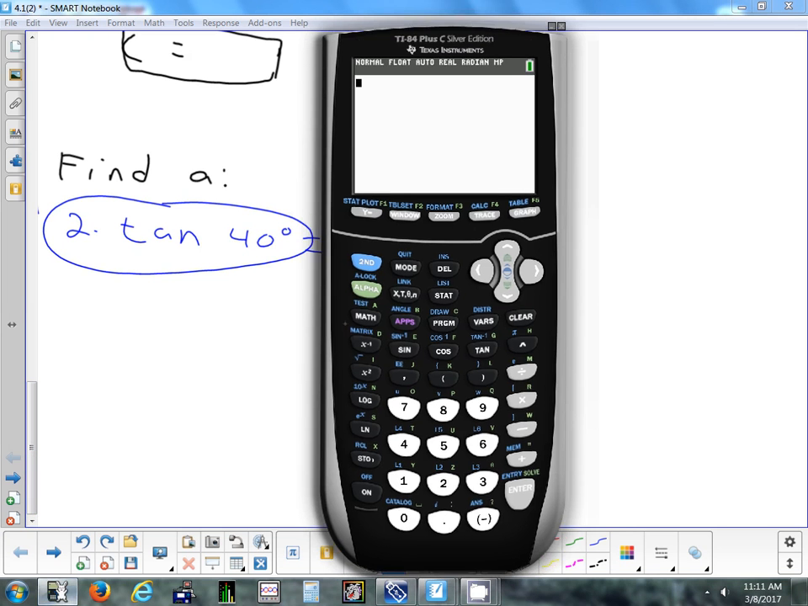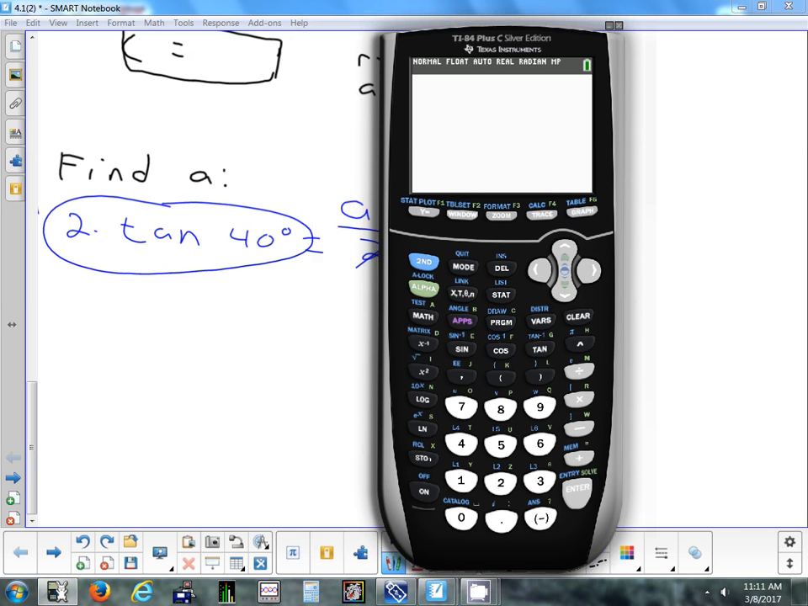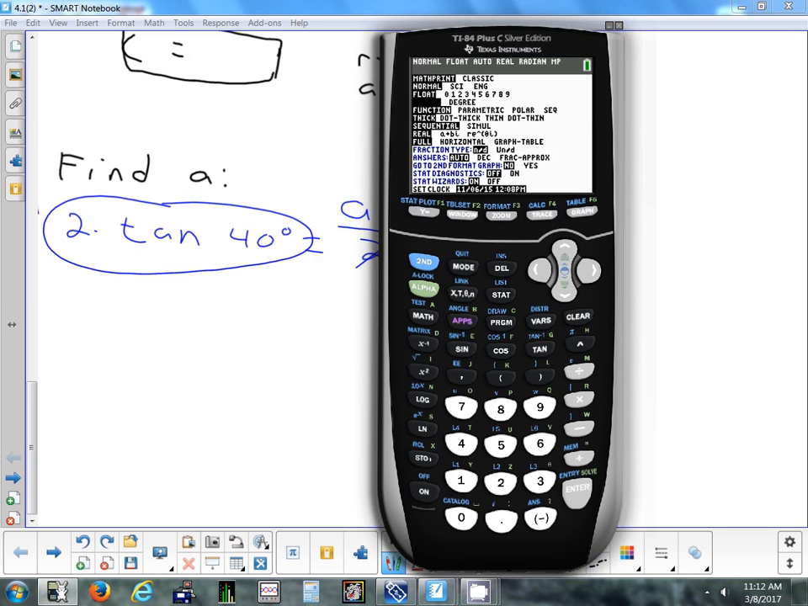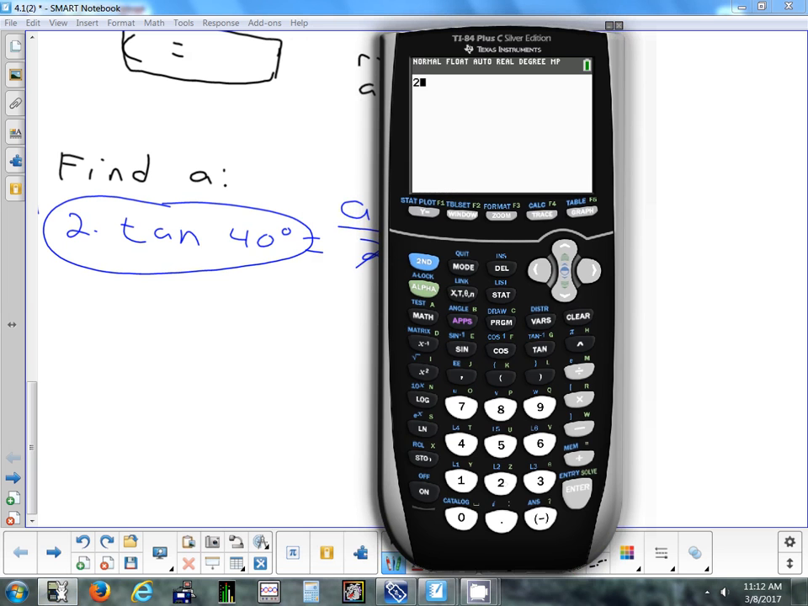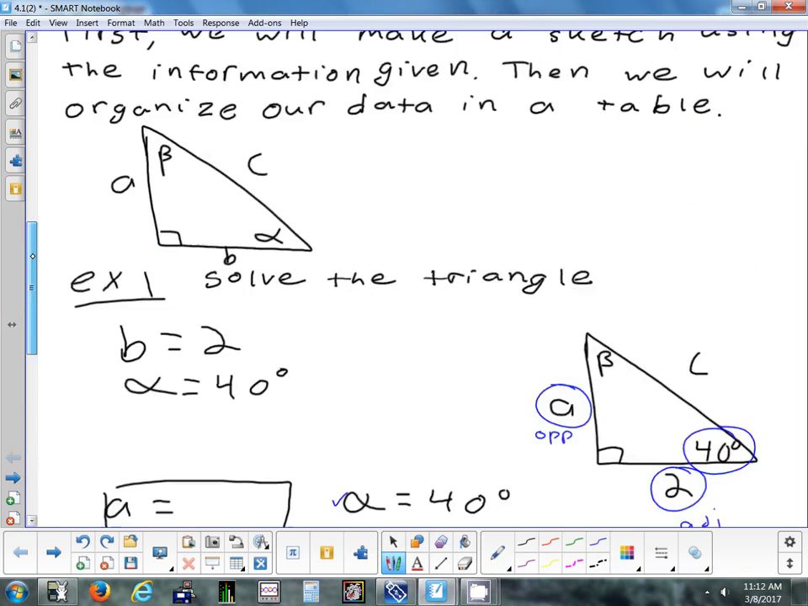What do I want to be careful about when I type it in on my calculator? Yeah, I've got to be careful whether I'm in degrees or radians. I'm in radians, and this problem is not. So I need to switch over to degrees. Type in 2 tangent of 40. And I get 1.678.